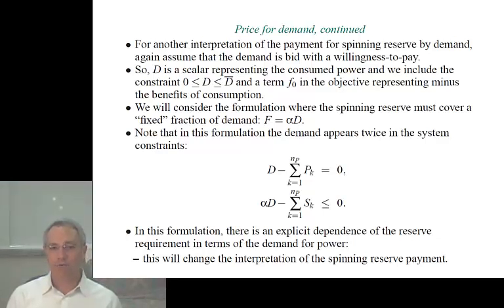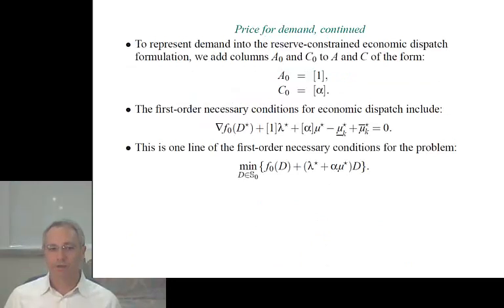So in this formulation, the demand will appear twice in the system constraints. First, power balance. Second, spinning reserve requirements. And notice that in this formulation, there's an explicit dependence not only of power on demand, but also of reserve on demand. And this will change the interpretation of the spinning reserve payment. To represent demand in the reserve constraint economic dispatch, we need to add columns A0 and C0 that represent demand, and they are of the form 1 and alpha.